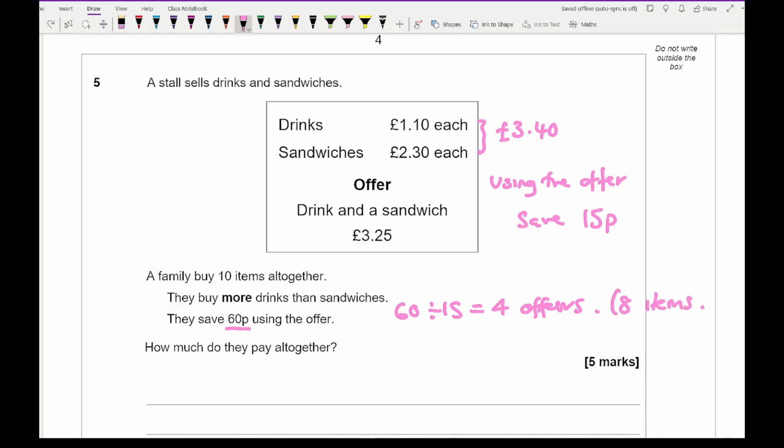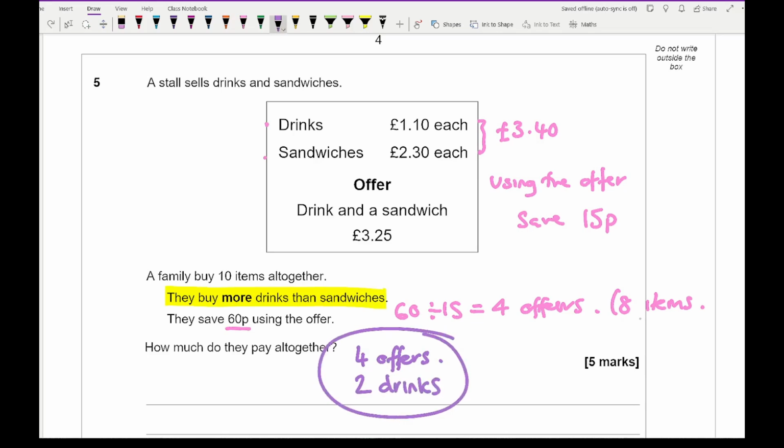Now, using the offer, we get an equal number of drinks as we do sandwiches. In the statement, it says that they buy more drinks than sandwiches. So that means that we've got 4 offers, and in order for there to be more drinks, we need to order 2 more drinks. So this is how much they've spent.